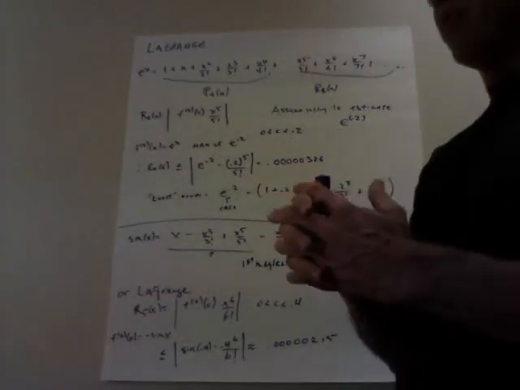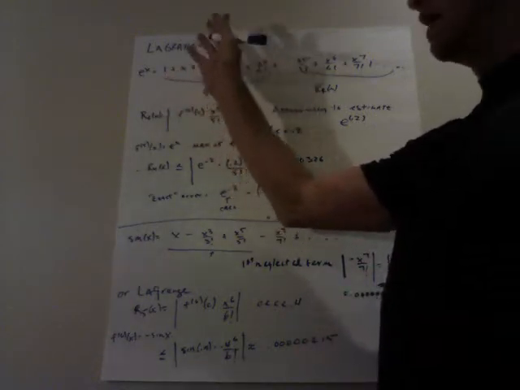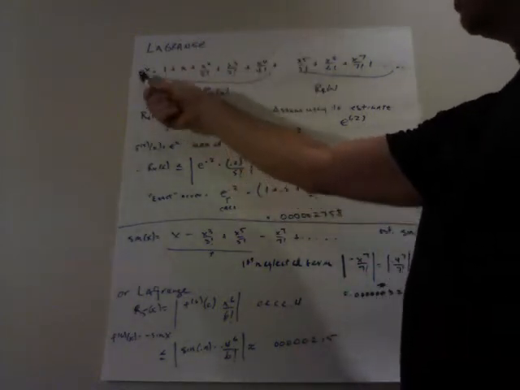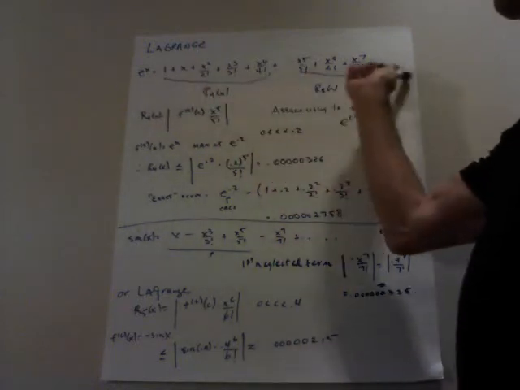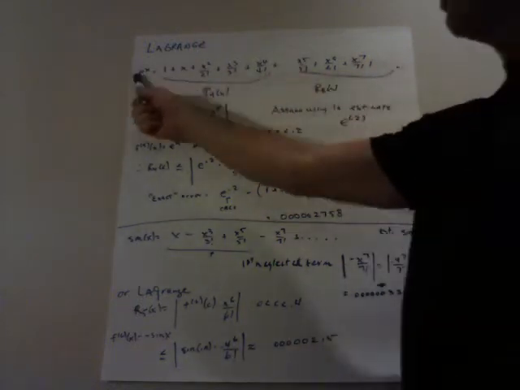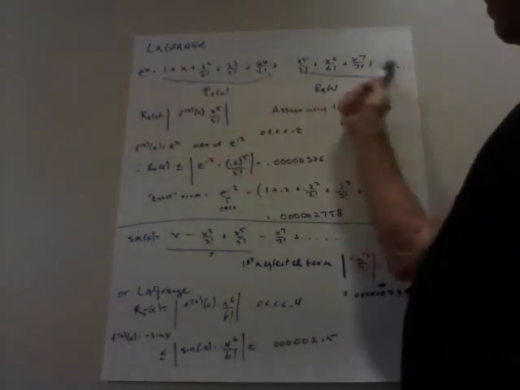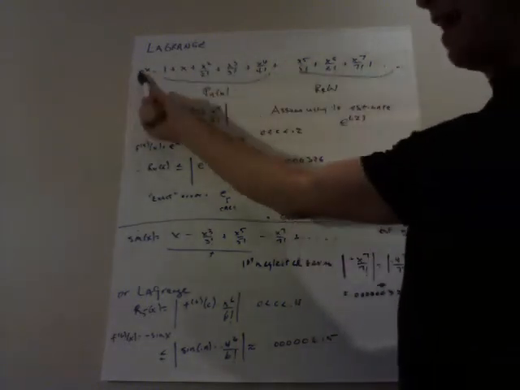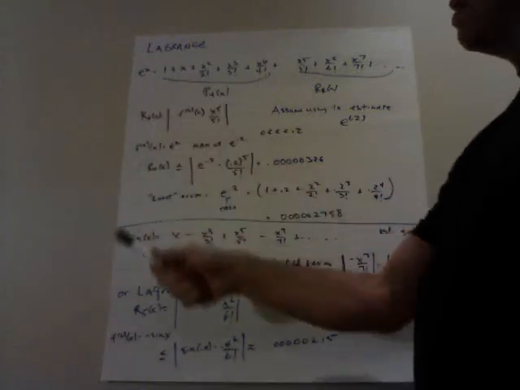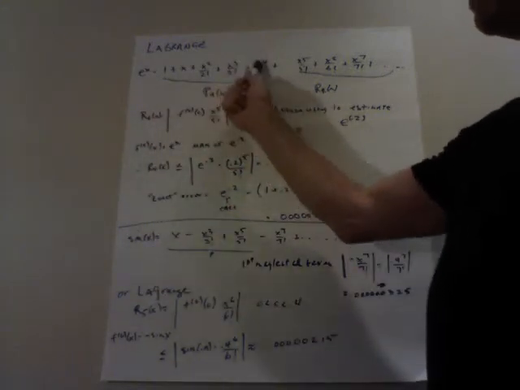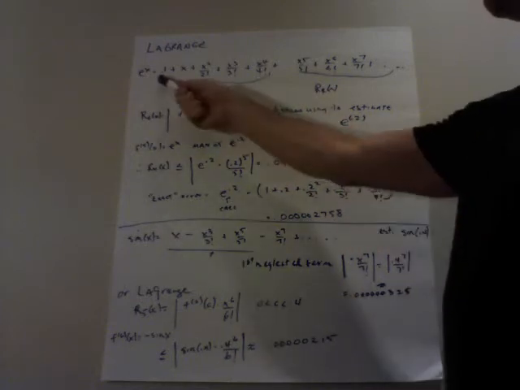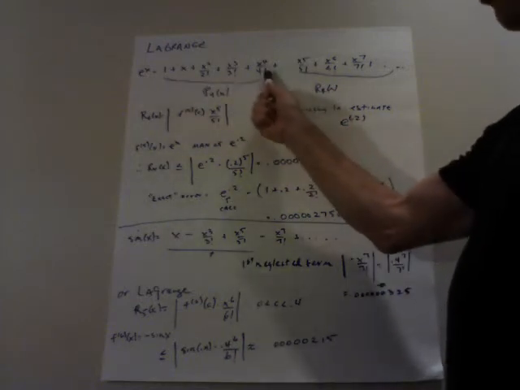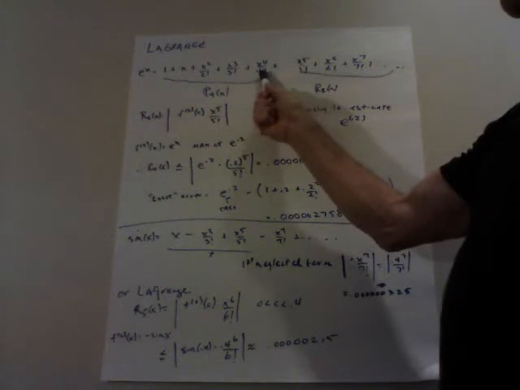Okay, the purpose of this video is to sort of understand what's going on with the Lagrange error bound. Here's e to the x, 1 plus x plus x squared over 2 factorial, the infinite series. First thing you want to recognize is this infinite series is exactly equal to e to the x. But normally what I do is I'm going to try to estimate e to the 0.2 using up to the fourth derivative.